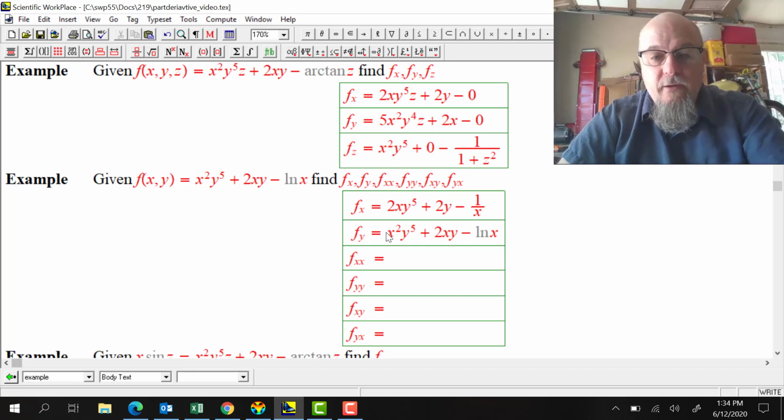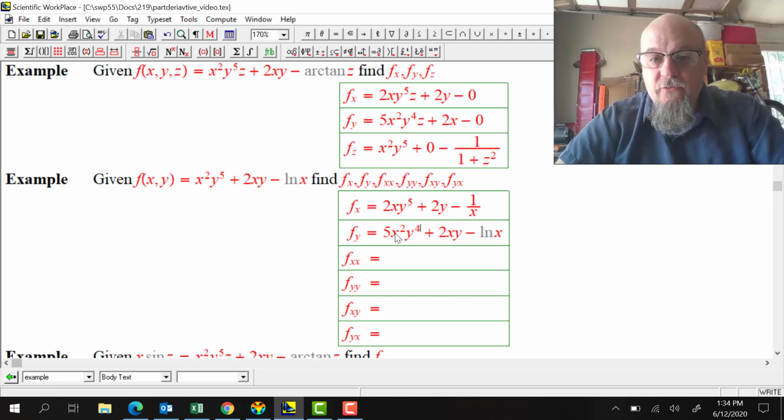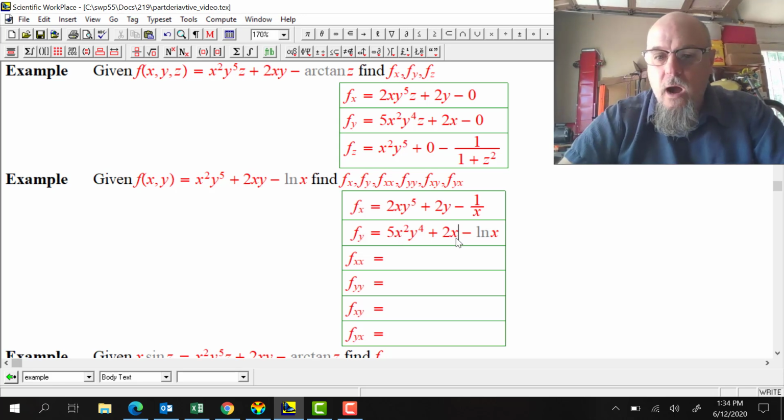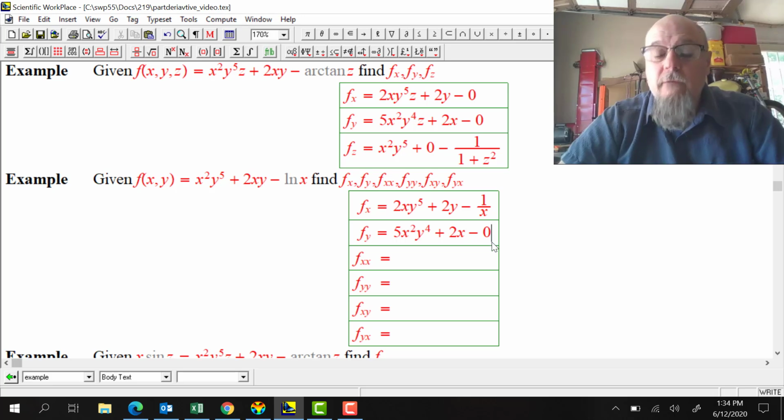Let's do now with respect to y. So x was a constant, so x squared I just left alone. Now I'm differentiating with respect to y. Oh, there's no y's in here, so its derivative is 0. Now I've got my two first order partials.